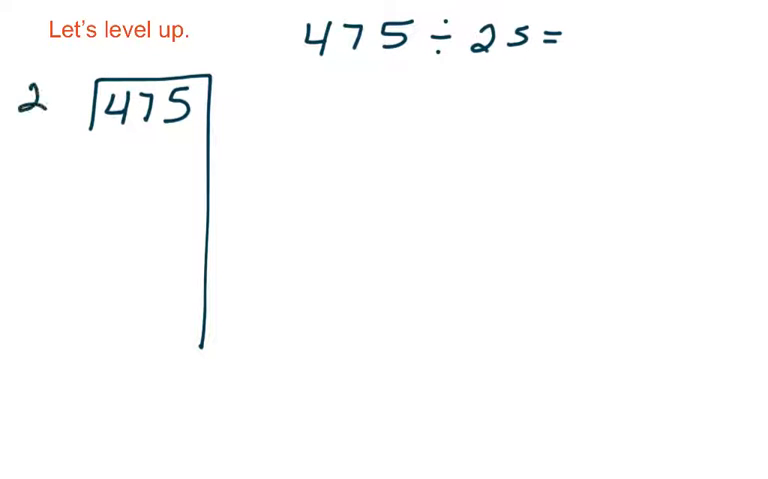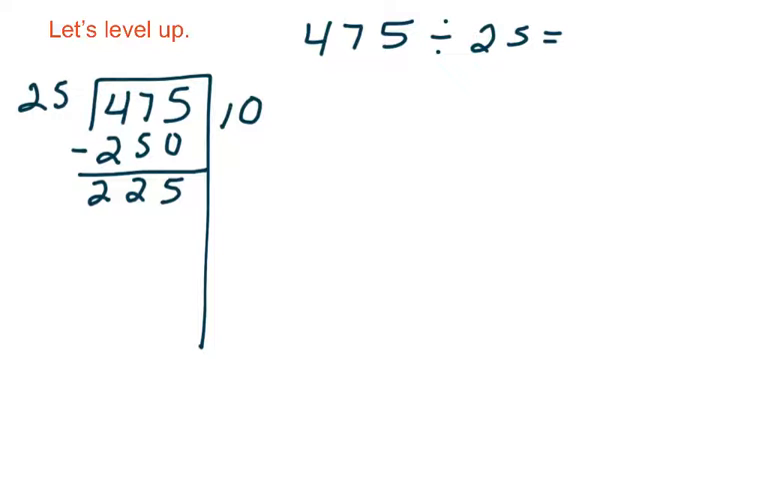All right, let's set that up. We want our dividend, 475, inside the bracket, and our divisor, 25, to the left. All right, I'm going to work with friendly multiples of 25. I'm first going to multiply by 10, because I know that 25 times 10, I can mental math it to get 250. That's a pretty sizable chunk of 475. When I subtract, I have 225.